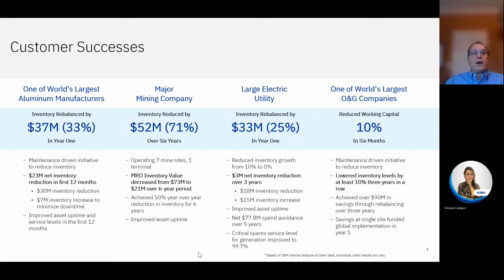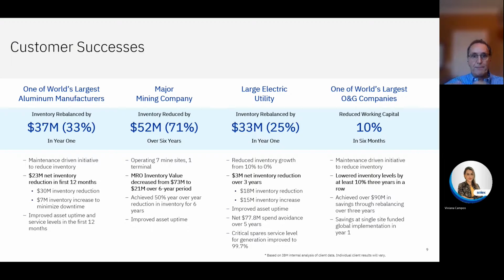Here's just a couple of our customers that have used the solution for a number of years. One of the world's largest aluminum manufacturers rebalanced. Again, it's not about reducing all the time, it's about balancing. They were able to rebalance by 37 million in 1 year. It was a maintenance-driven initiative. You could see 30 million in reduction and 7 million to increase stocking levels to reduce downtime. And it did improve their service level and asset uptime within the first 12 months.